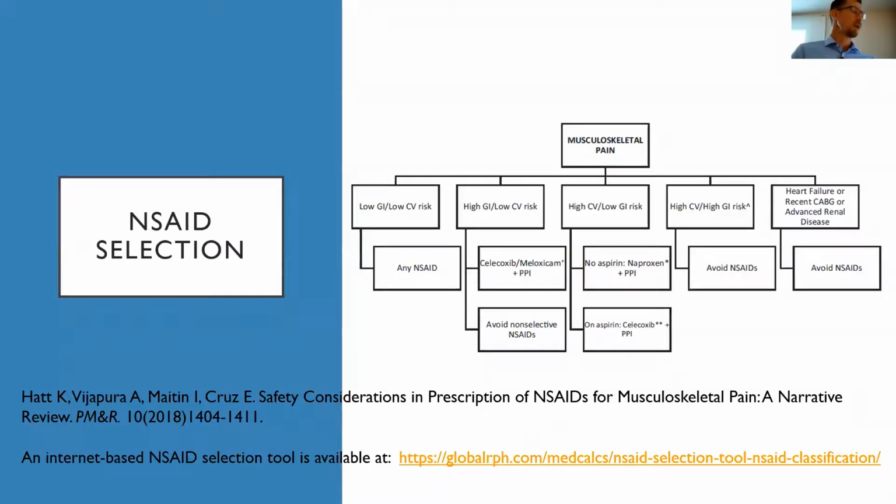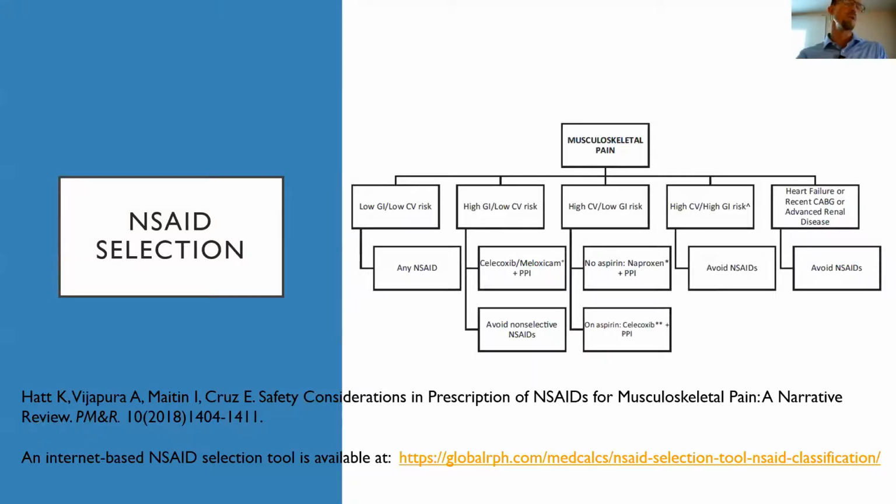So this looks like an algorithm, but it's really more of a pick. How do you pick which NSAID you want? This was published in the Journal of PM&R. So if we ask our physical medicine colleagues about this, they've done some research and some reviews.